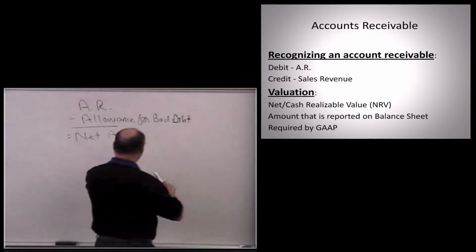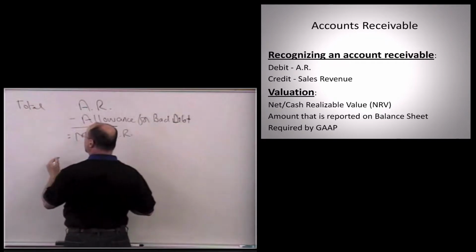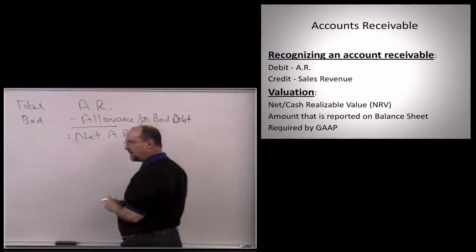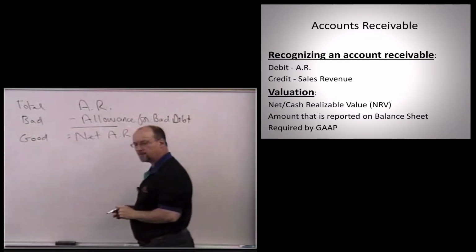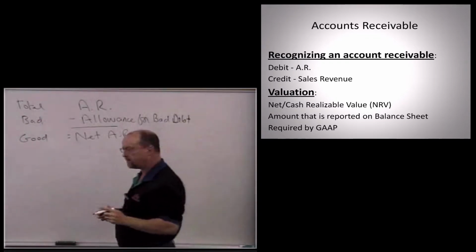Think of it this way. Here's my total accounts receivable. This is the portion of receivables that we think we will not collect, the bad receivables, and that leaves the good receivables. Okay, let me give you an example that illustrates why this is important.